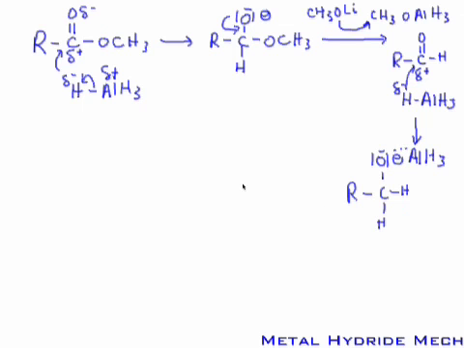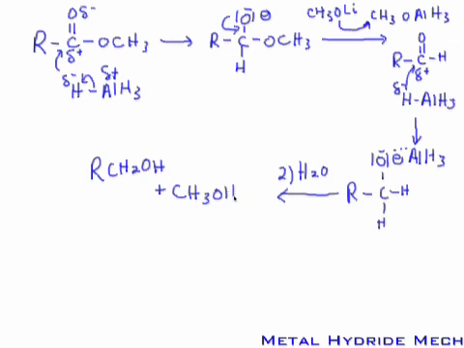Finally, once we're done, we throw in water or acid and we protonate the alcohols. We'll protonate this and the methoxide and we'll end up producing our RCH2OH plus the methanol. All right.